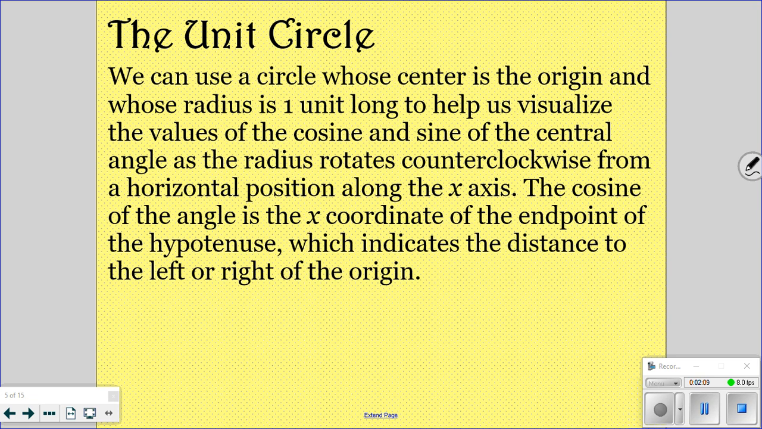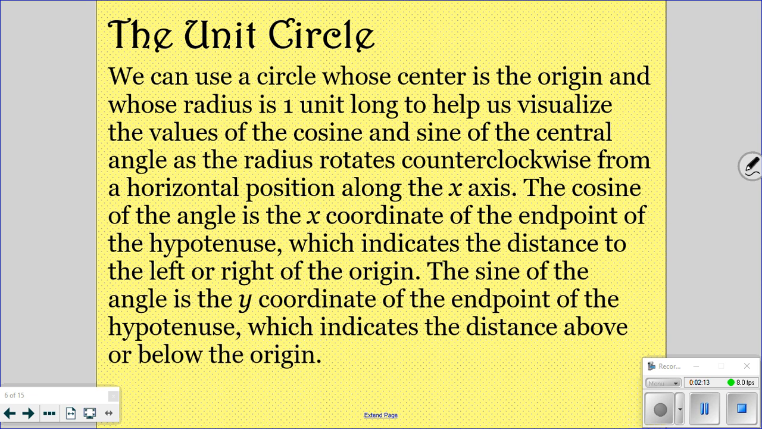The cosine is going to be your x coordinate, and then the sine is going to be the y coordinate. So you're going to have cosine, comma, sine. They're alphabetical. Cosine value and then sine value.